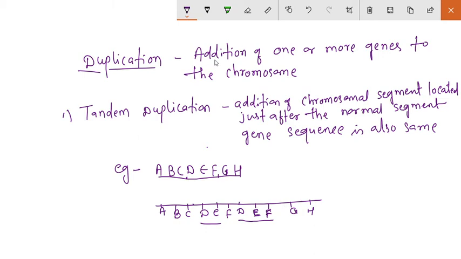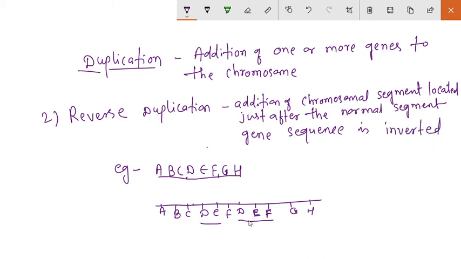Then the second is the reverse duplication. Okay, so in the reverse duplication there is addition of a chromosomal segment. It is located just after the normal segment, similar to this, but the gene sequence is reverse, or inverted.